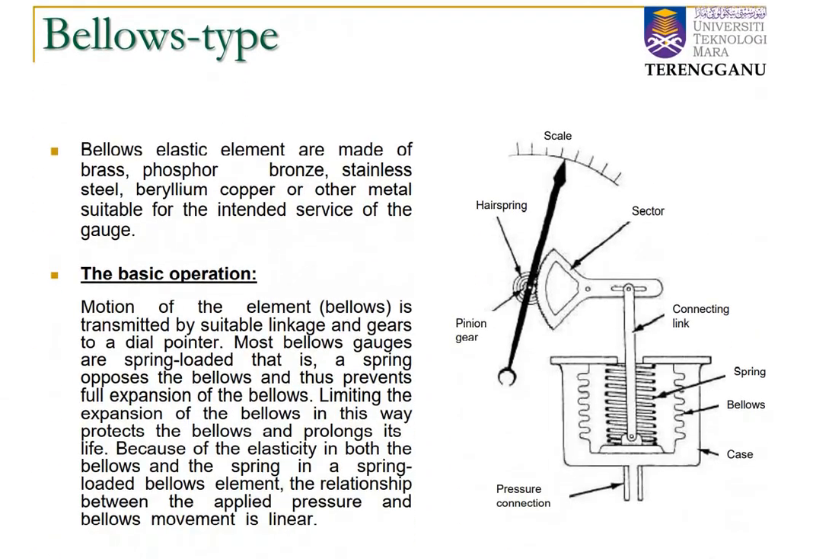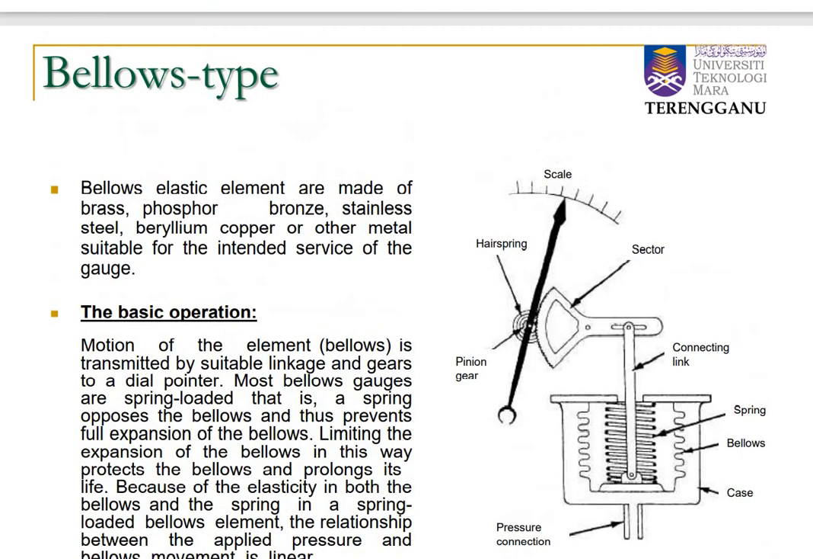Okay, now we move to the bellows type. Bellows is an elastic element made of brass, phosphor bronze, stainless steel, beryllium copper or other metals suitable for the intended service of the gauge. For your information, all these types of metals are soft metals. They can bend or deflect after we exert a certain amount of pressure.